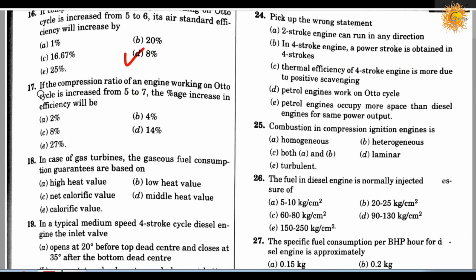Question number 17. If the compression ratio of an engine working on Otto cycle is increased from 5 to 7, the percentage increase in efficiency will be option A, 2%, option B, 4%, option C, 8%, option D, 14%, option E, 27%. So the correct answer is D, it will be 14%.